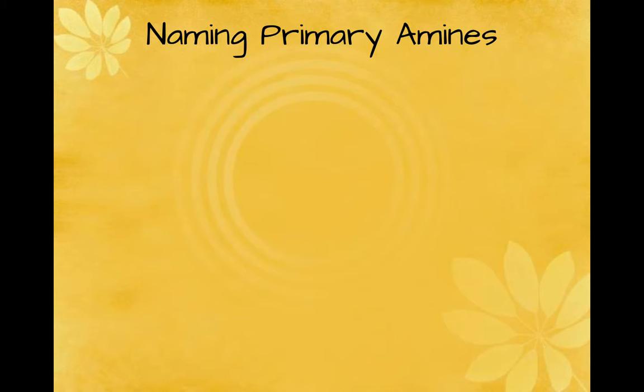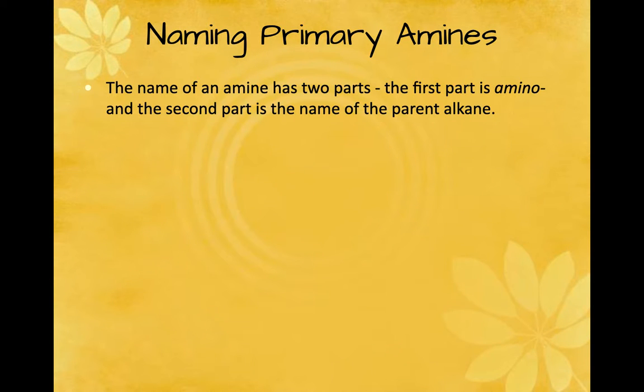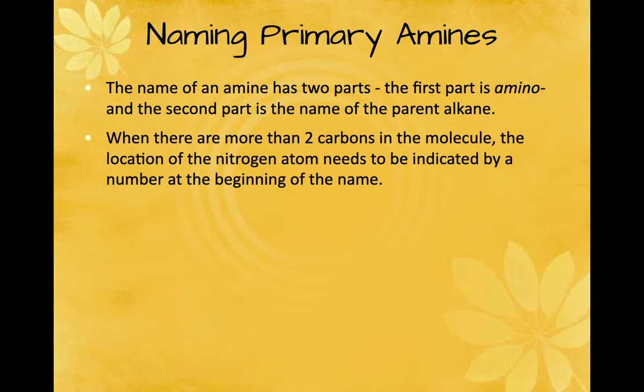So how do we name those primary amines? So the name has 2 parts. The first part is amino. It's indicating that nitrogen group. And then the second part is the name of the parent alkane. When there are more than 2 carbons in the molecule, you need to indicate where the nitrogen atom is bonded using a number that indicates the carbon that it's attached to.